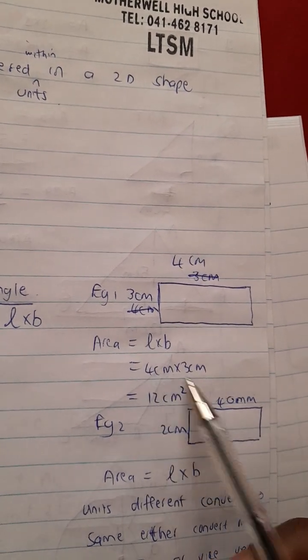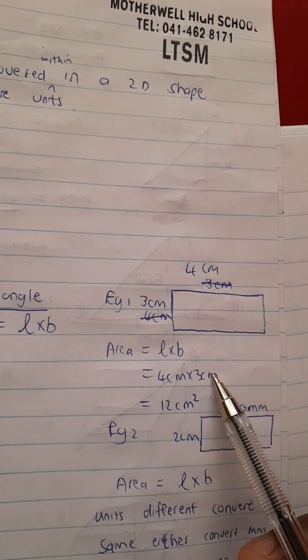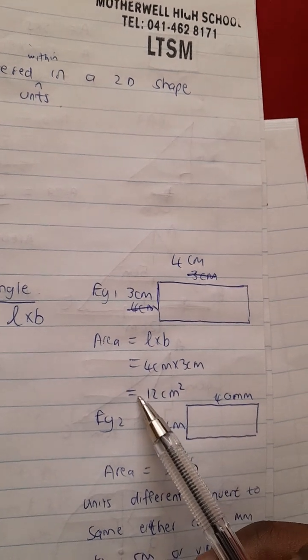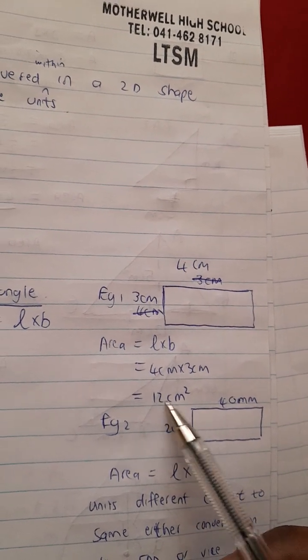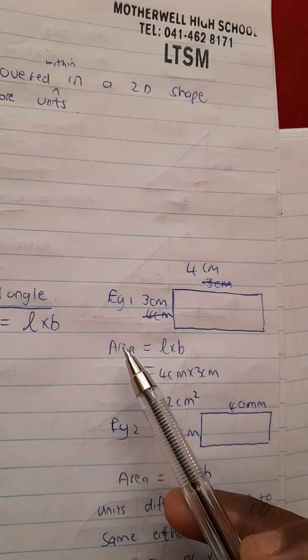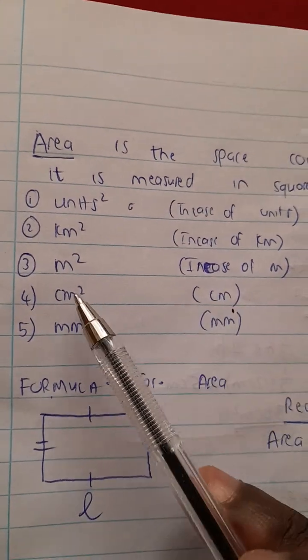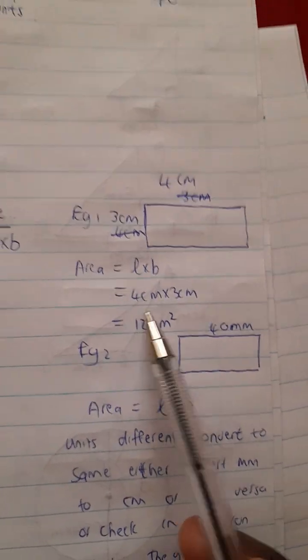And then you say 4 centimeters times 3 centimeters. We are dealing with centimeters. So therefore, your final answer will be given as 12 centimeters squared. Since we are calculating area, remember I told you that in the case of centimeters, the answer for your area here will be in centimeters squared.